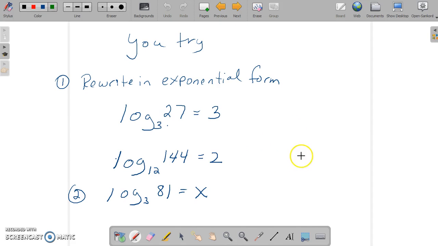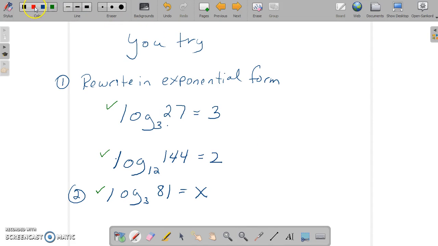Now I want you to try these. So why don't you try to rewrite these in logarithm form? Give this one a try and this one a try on another piece of paper. And then when you get to this one right here, see if you can figure out what this would equal and type it into the space to the side.